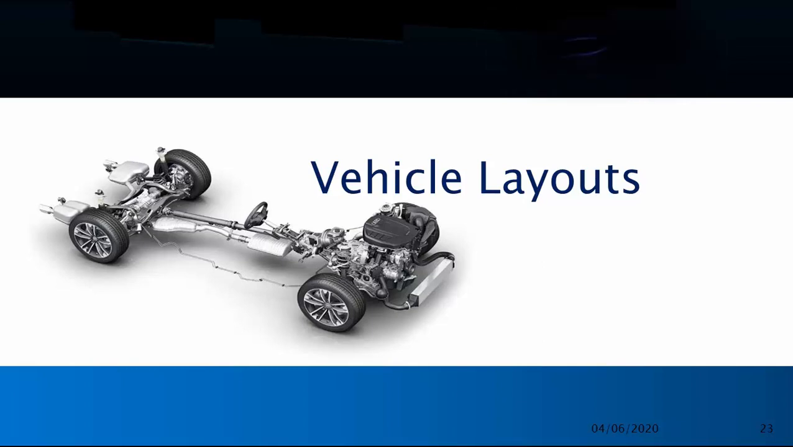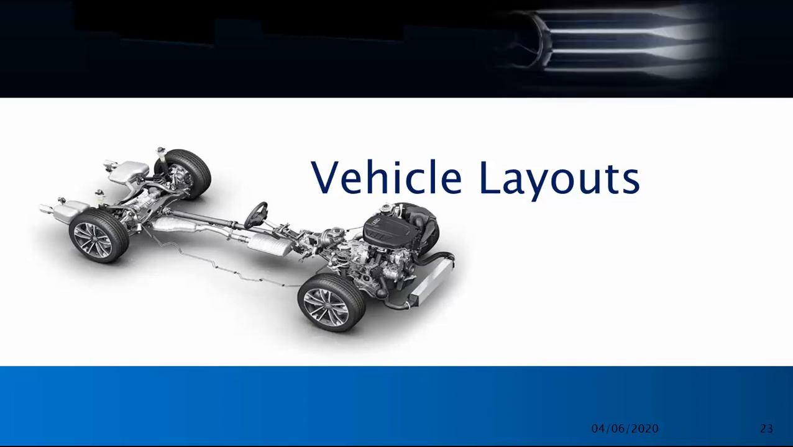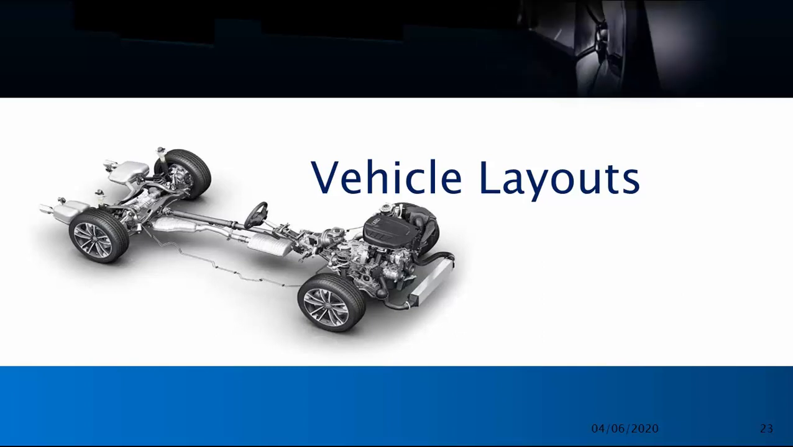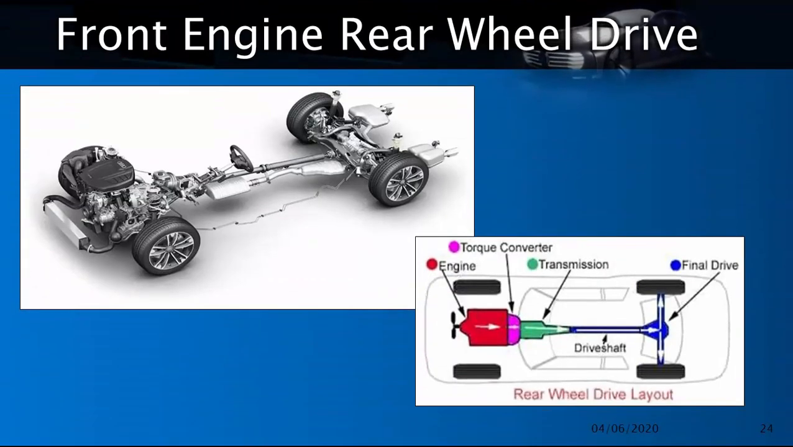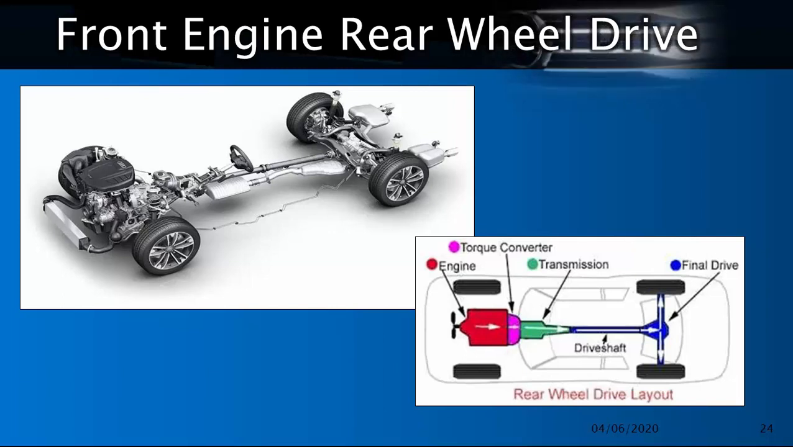Next is the vehicle layouts. How many types of vehicle layouts are there? So generally we see front engine rear wheel drive. Engine is mounted at front and the power is transmitted to the rear wheel. So this arrangement, this layout is known as front engine rear wheel drive, right?